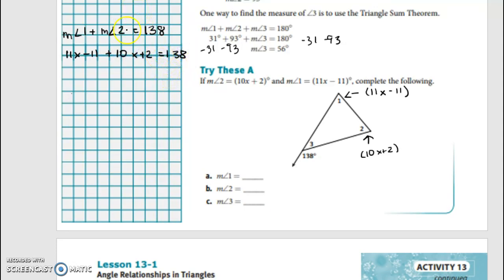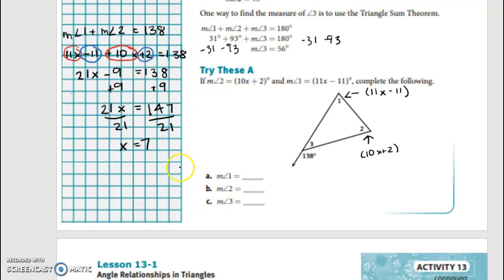And now I just solve it like a regular equation. I combine like terms, my x terms, and a negative 11 plus 2. So then I've got 11x plus 10x, which is 21x, negative 11 plus 2, which is negative 9, is equal to 138. Add 9 to both sides. We've got 21x is equal to 147. Divide both sides by 21. And you get x equals 7.